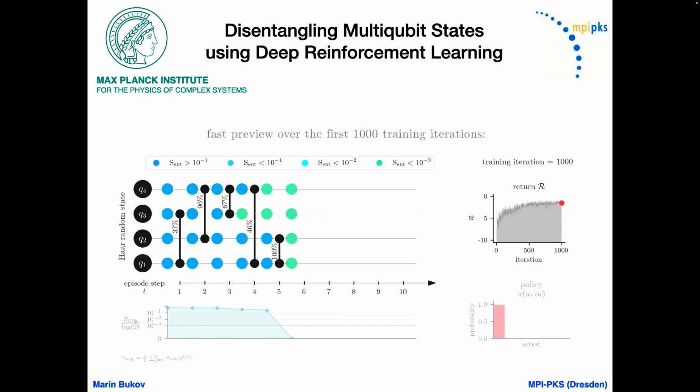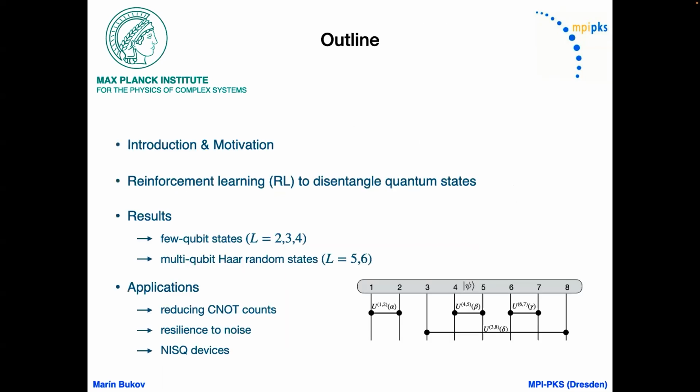Right, this comes up. I'll give you a pretty compelling reason in a second. So that's the outline. So okay, why do you want to disentangle states rather than entangle them? That's the introduction and the motivation.